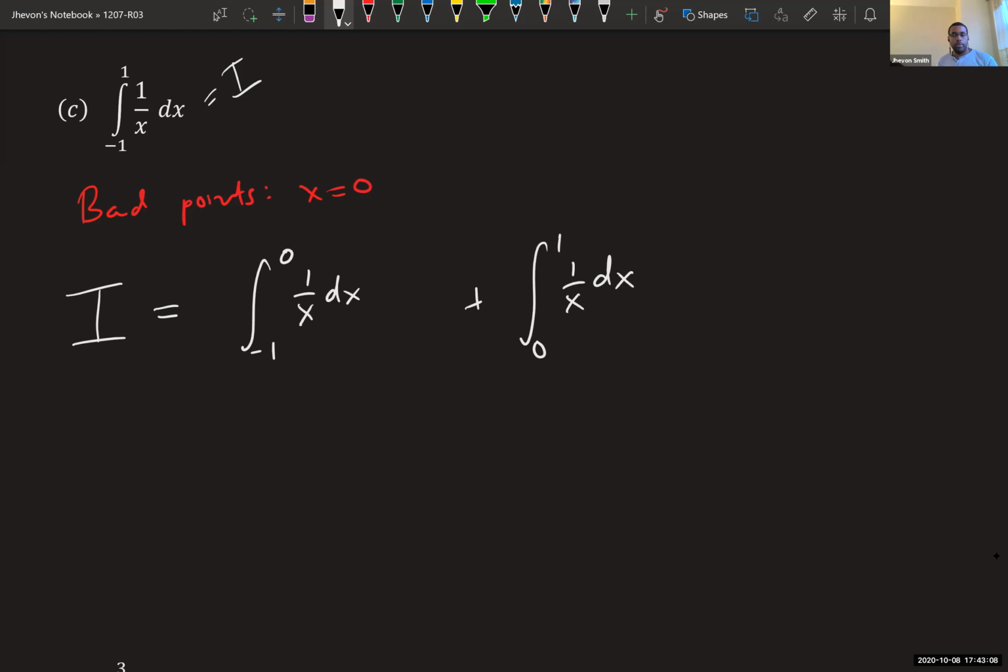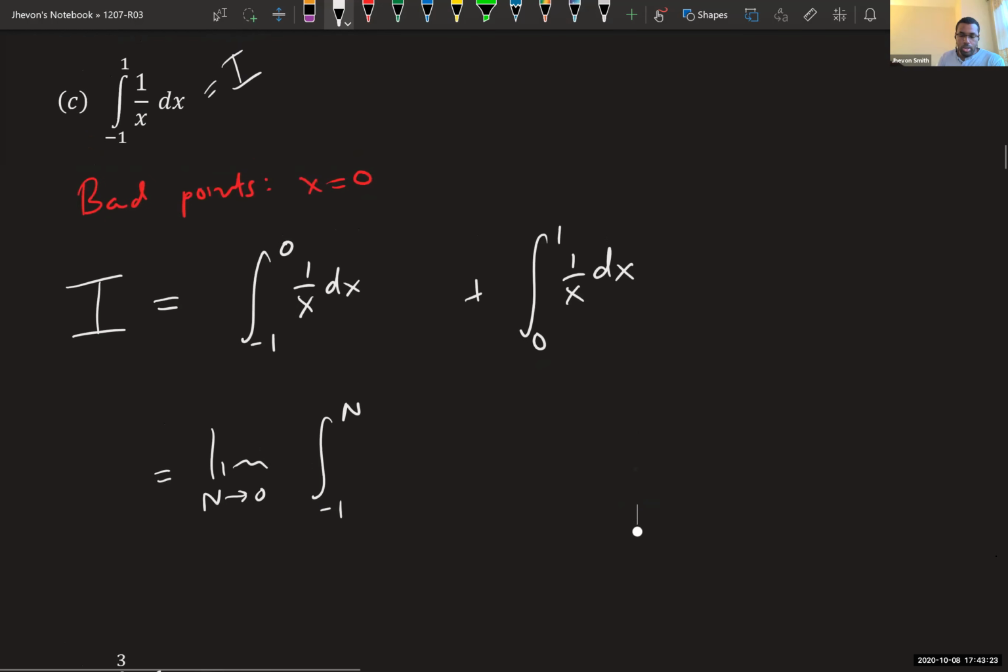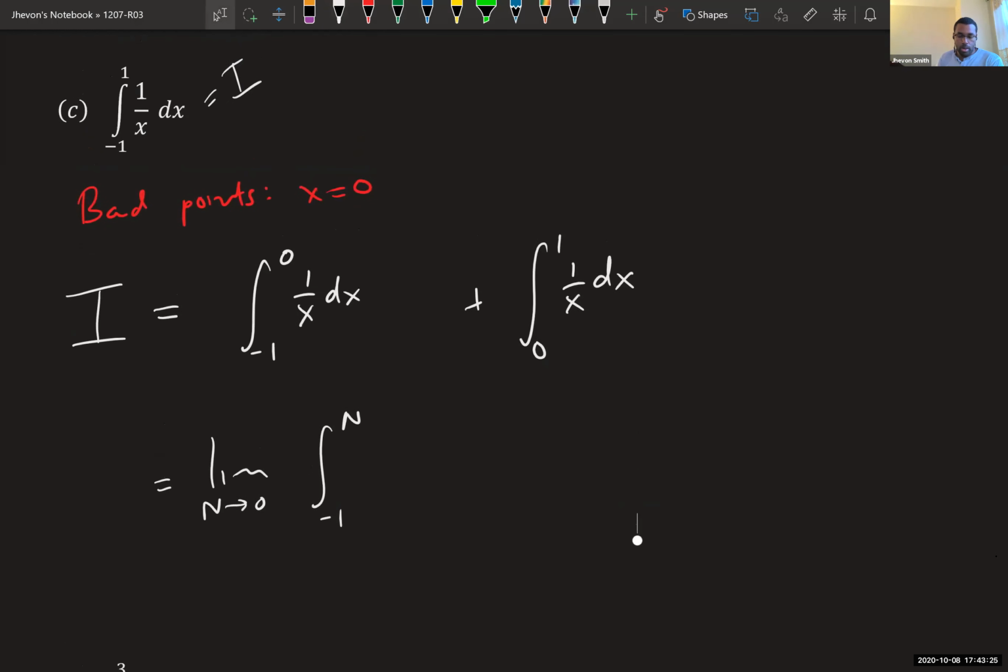Right. And what you can do at this point is you can actually use limits to approach the 0. So we can take the limit, say, as n approaches 0 of -1 up to n. And in fact, I know that I'm approaching 0 from the left side. Then take a completely different limit, say m approaching 0. It'll approach 0 from the right side.